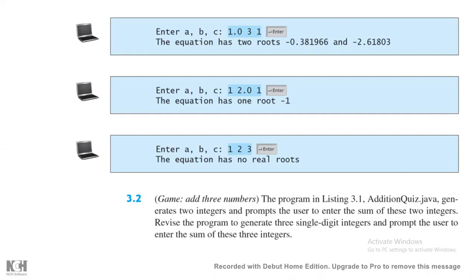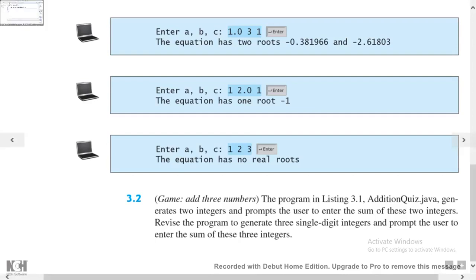Okay, it's a game question. You've got to add 3 numbers. So the program in listing 3.1, AdditionQuiz.java, generates 2 integers and prompts the user to enter the sum of these 2 integers. Okay, so now we've got to revise the program to generate 3 single-digit integers and prompt the user to enter the sum of these 3 integers. Again, as I'm telling you guys, it's pretty straightforward. We're going to refer to the code, this listing 3.1 they're telling us about, later.